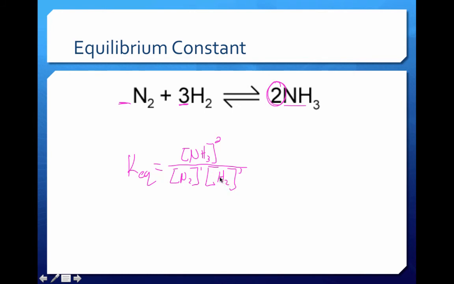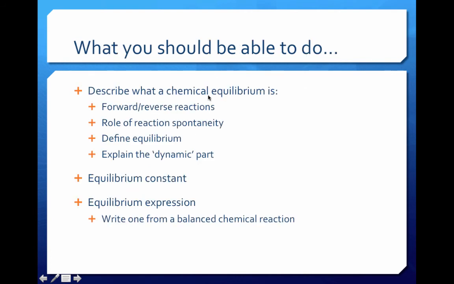In an actual problem, you'd probably be given the value for KEQ. You'd be told, for example, how much nitrogen and hydrogen you put in. You would allow the reaction to run until it reached equilibrium, and then you might be asked, what's the concentration of ammonia as a result of all of this? So just like any other algebraic expression, you'll be given a bunch of variables and asked to solve for something that's missing. So that's pretty much it in terms of our discussion here.